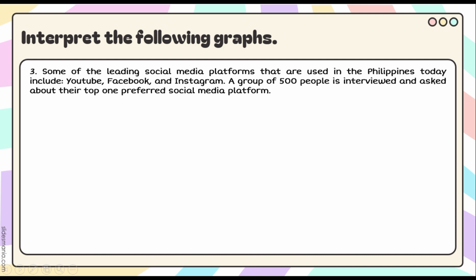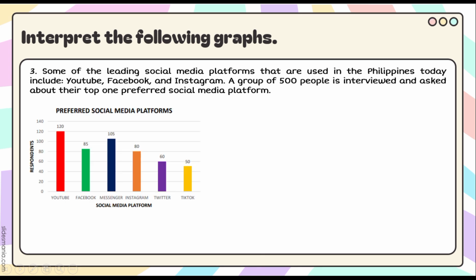Okay, for number 3, some of the leading social media platforms used in the Philippines today include YouTube, Facebook, and Instagram. A group of 500 people is interviewed and asked about their top 1 preferred social media platform. Check out the bar graph and answer the questions that follow.